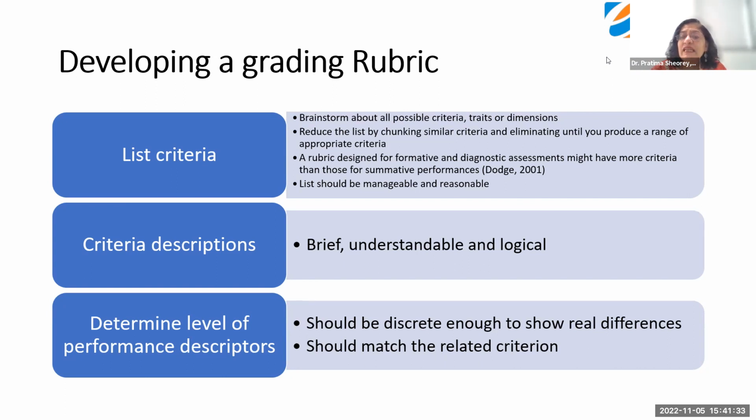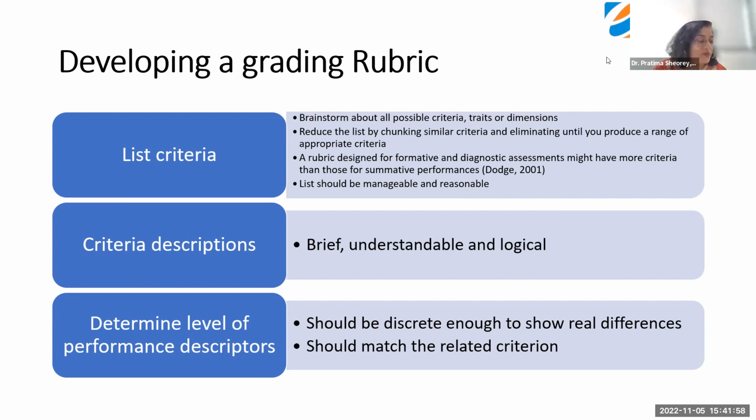And should be discrete enough to show real difference, right? Which means, one, what is the difference if you give 1 mark, and what will be the difference if you give 2 marks, right? Just because their handwriting is better or whatever, the 2 cannot travel to 3 unless you've told them that neatness will carry 1 mark, right?